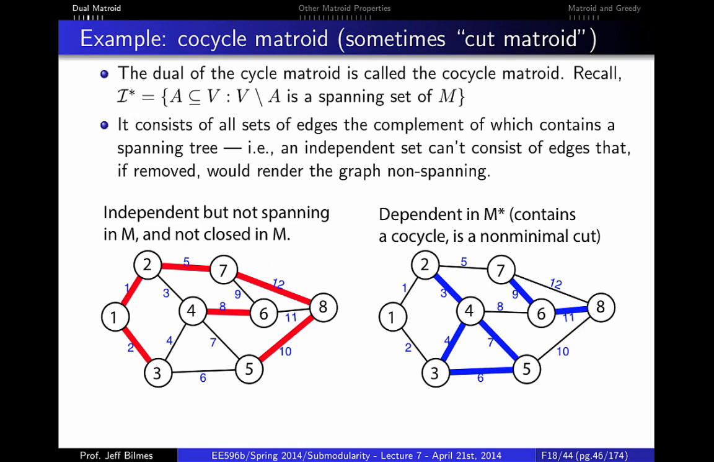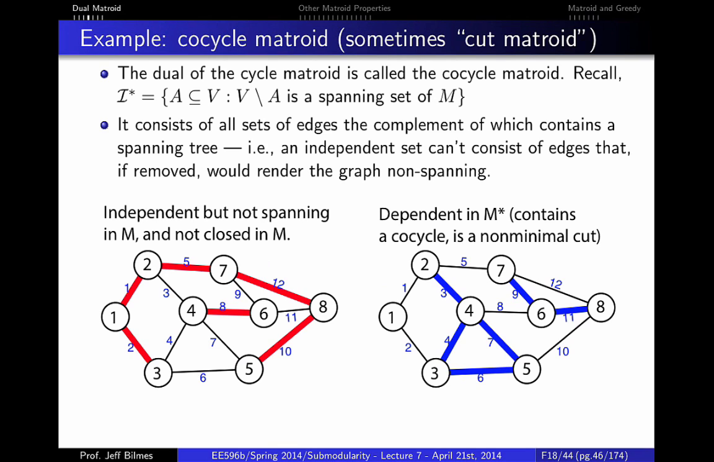On the left-hand side, we've got an independent set, but it's not spanning. Since it's not spanning, in the dual case we must have a dependent set. But is it a minimal cut? It's not a minimal cut. Remember, a minimal cut is the dual of a hyperplane on the left-hand side. Is the left-hand side a hyperplane?